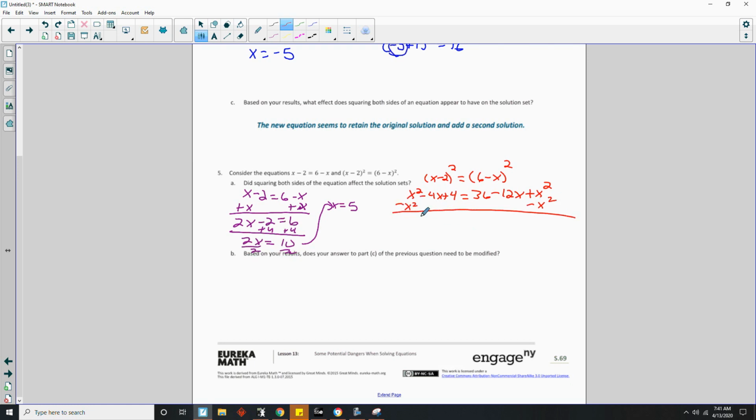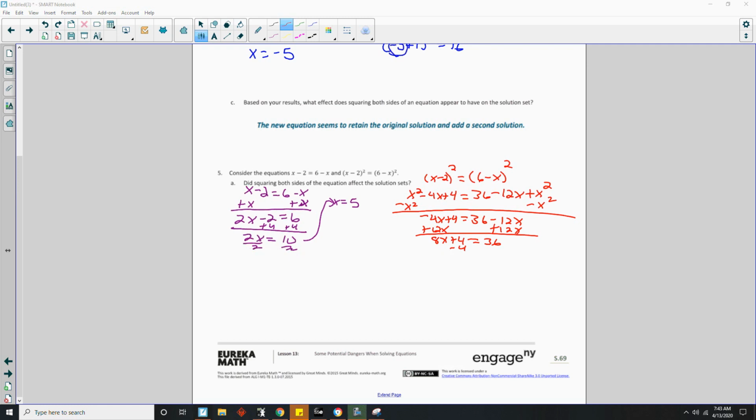See what happens here, and I get negative 4x plus 4 equals 36 minus 12x. And then I would add 12x to both sides to get rid of the x on one side. And 12 minus 4 is 8x plus 4 equals 36. Subtract 4, and let me move this equation in the next problem.